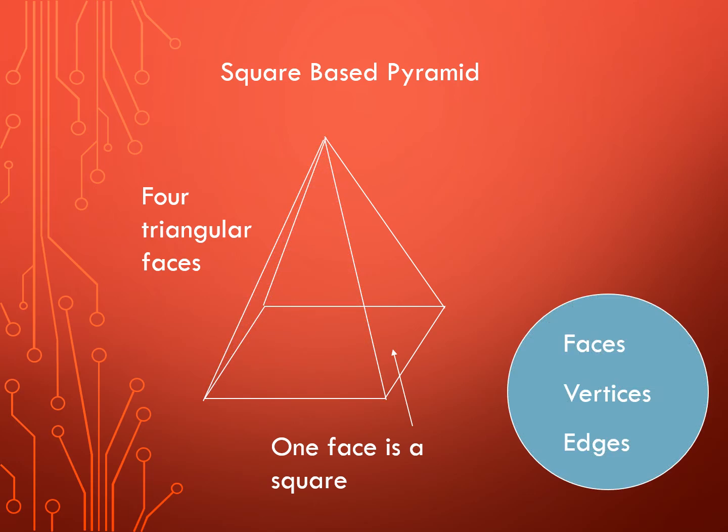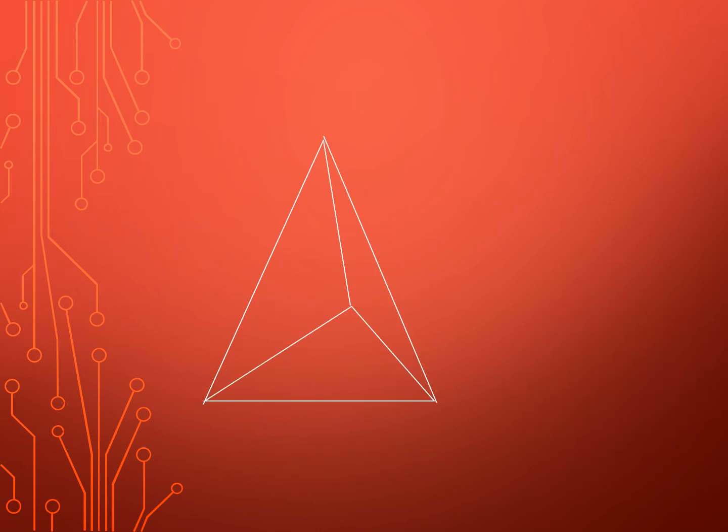So how many faces does it have? It's made up of 4 triangular faces standing up and 1 square face at the bottom. That's 5 altogether. How many vertices does it have? There's a corner in each of the bottom bits, and there's 1 at the top, so we've got 5 overall. How many edges do we have? We've got 8. We just need to count the lines that are there.